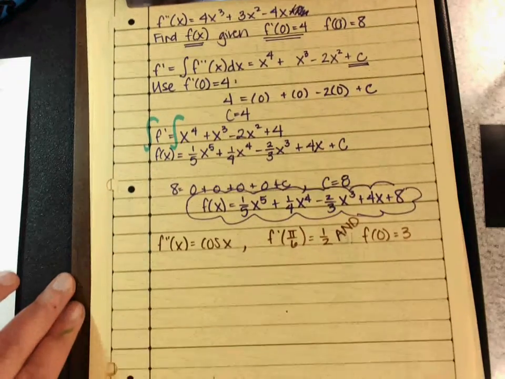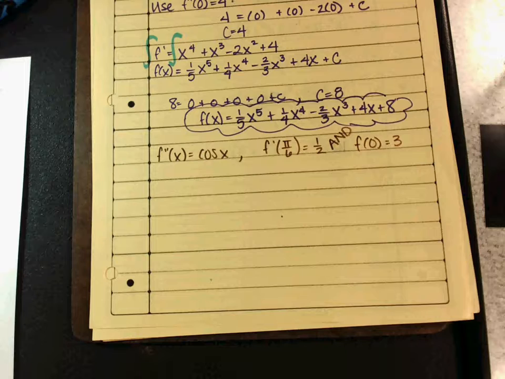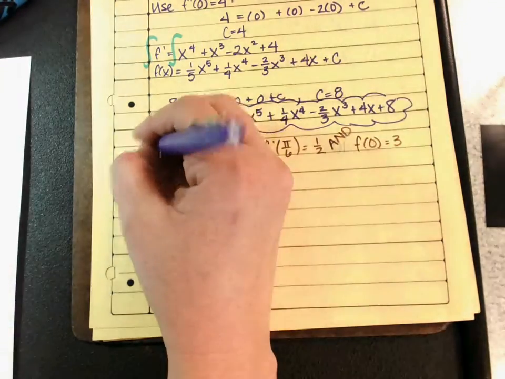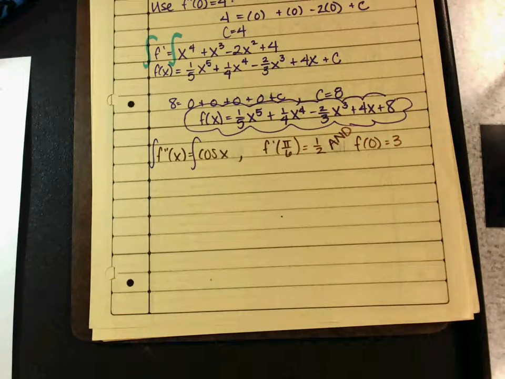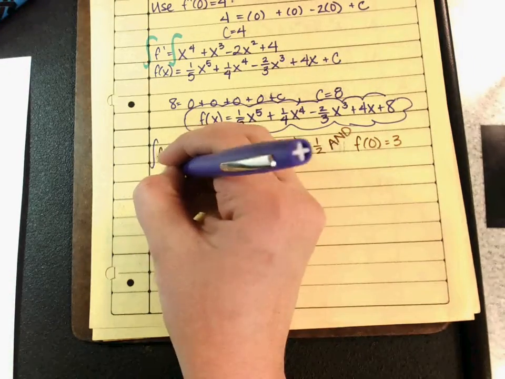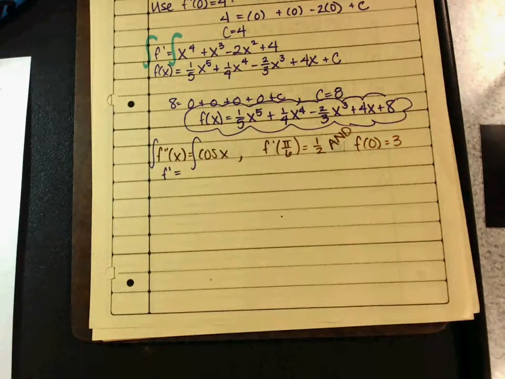Okay, so let's look at our next one. Okay, write this one down. This is the last one that we were supposed to finish yesterday. So f double prime is cosine x. So I'm going to do the integral on both sides. What is the integral of f double prime called? F prime. Very good. And then what is the antiderivative of cosine x?